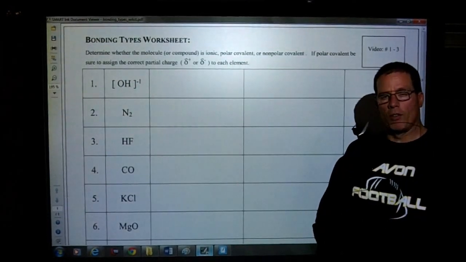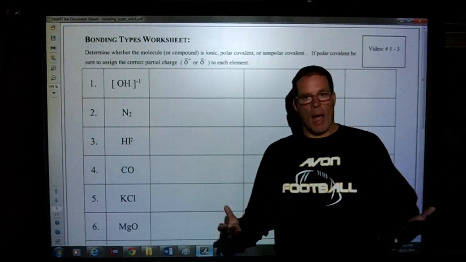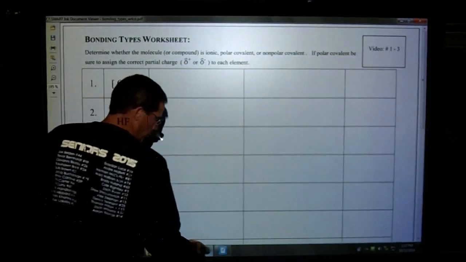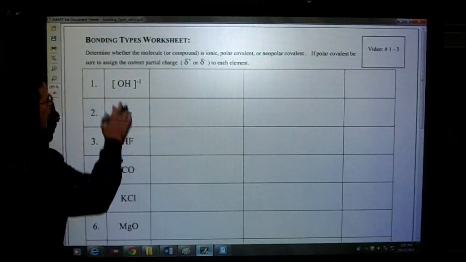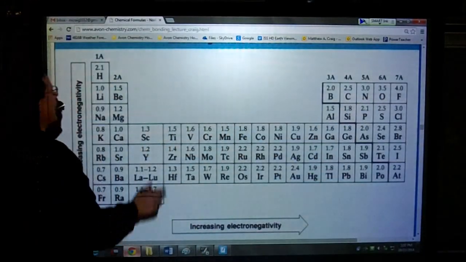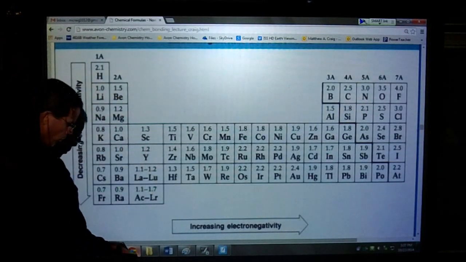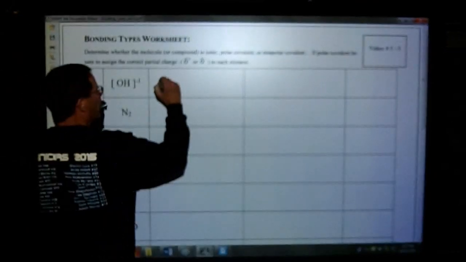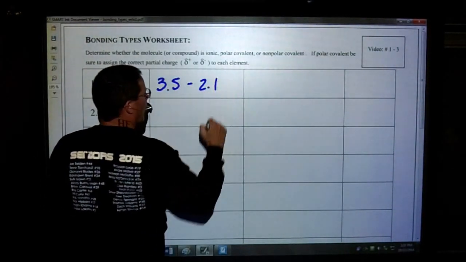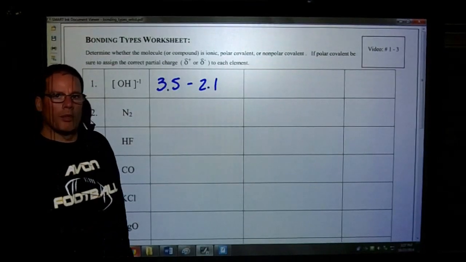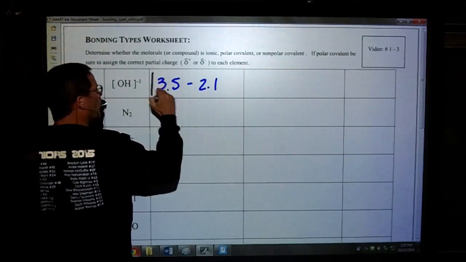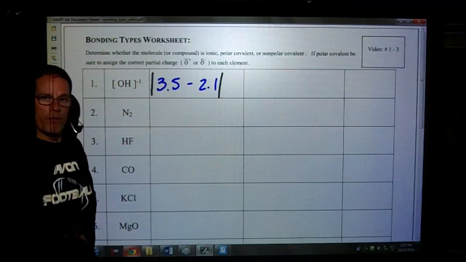Alright, so the first thing that we want to do is we want to find the difference in the electronegative value. So what that means is we want to take the absolute value. So again, you don't have to memorize these values, but you have to be able to find them. So oxygen has an electronegative value of 3.5. Hydrogen has an electronegative value of 2.1. So what that means is I'm going to take the difference of 3.5 and 2.1. Now, sometimes this value will turn up to be negative.